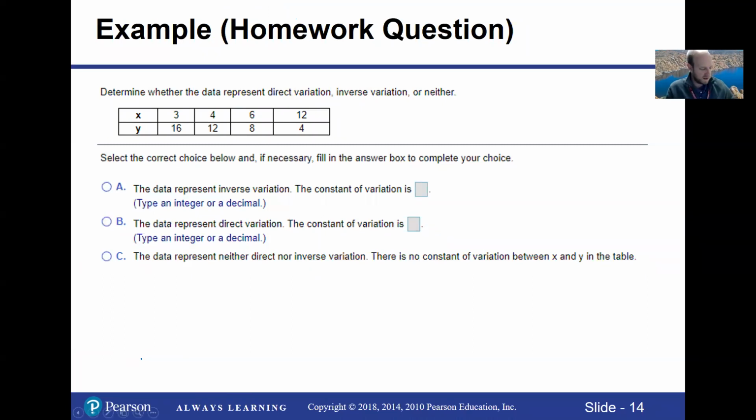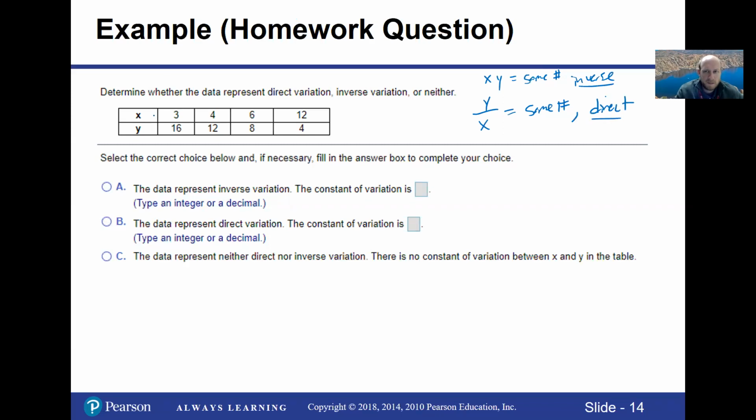So let's do a homework problem. Actually, I'm going to do 2 more. Determine whether the data represent direct variation, inverse variation, or neither. So again, to review, if all of the x times the y's equal the same number, then it's going to be inverse. If y over x's all give the same number, it's going to be direct.